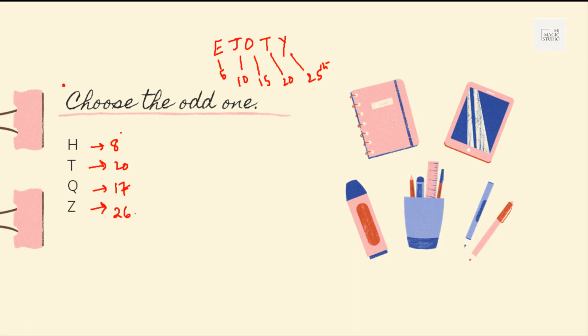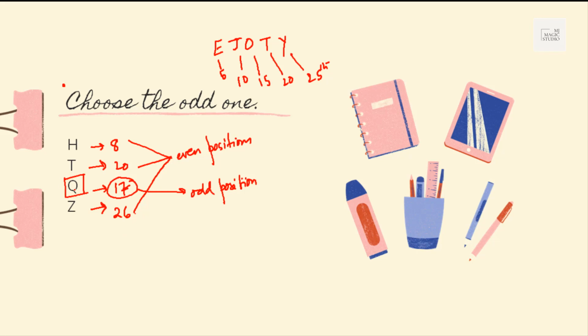So now how can we identify the odd one out? Here the only weapon left is these are all even positions, and 17 is an odd number, odd position. So here I'm left with no other option but to classify them based on the odd-even positional values in the alphabetic series from 1 to 26. So Q is the odd one out.